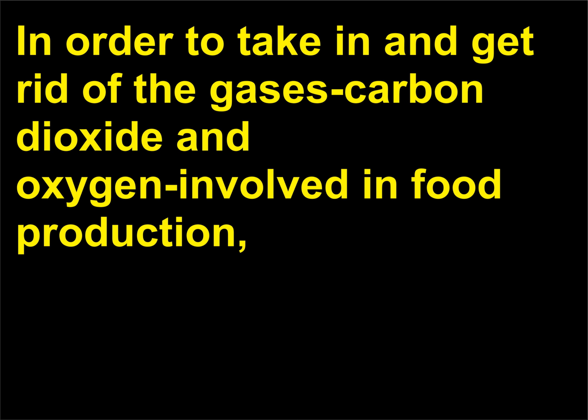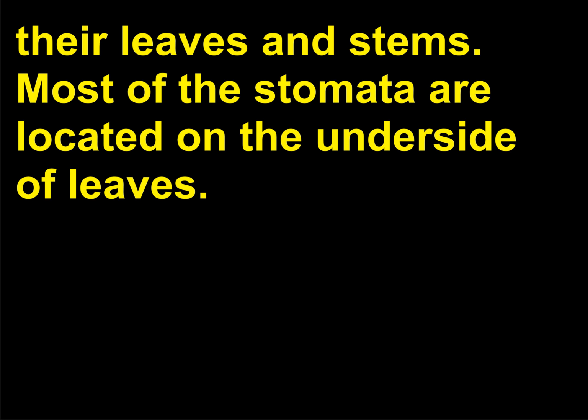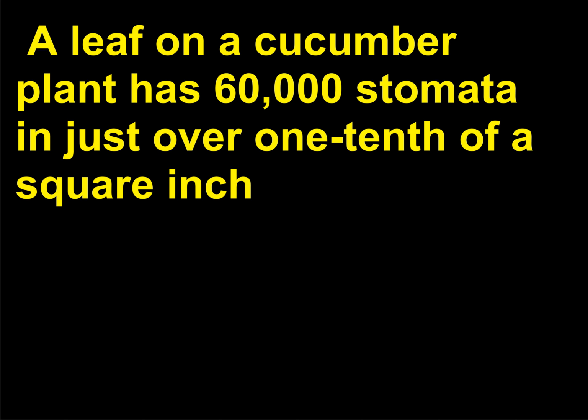In order to take in and get rid of the gases carbon dioxide and oxygen involved in food production, plants have thousands of microscopic openings called stomata on their leaves and stems. Most of the stomata are located on the underside of leaves. A leaf on a cucumber plant has 60,000 stomata in just over 1/10 of a square inch, 1 square centimeter.